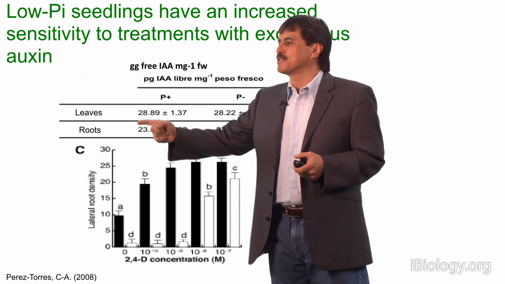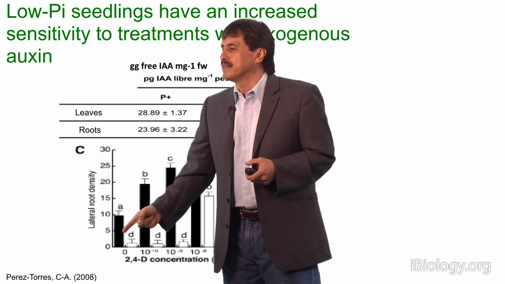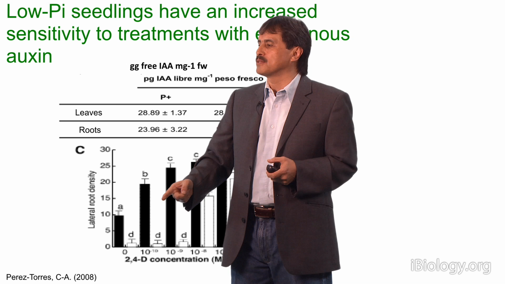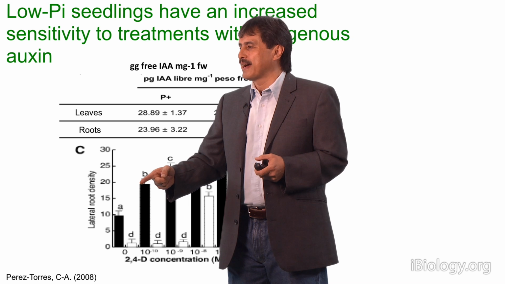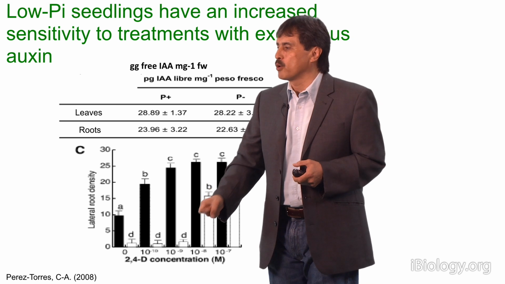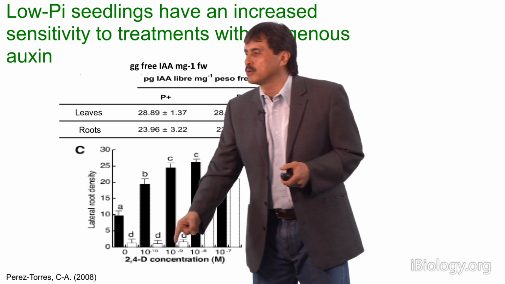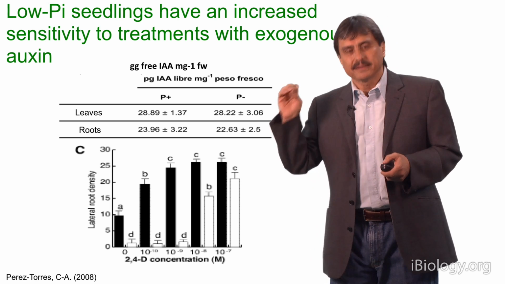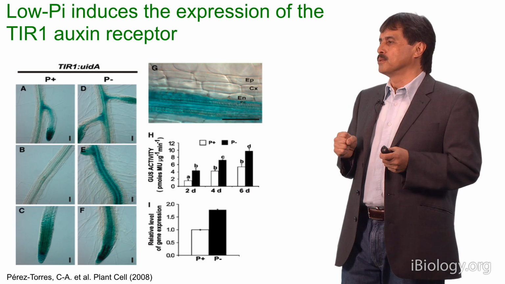However, when we expose low phosphate and high phosphate roots to auxins, the low phosphate roots react to auxin concentrations that are very low. For instance, 10 to the minus 10 molar activates more lateral root formation in a low phosphate exposed plant. Under high phosphate, you need about 1,000 times higher concentration to trigger the formation of lateral roots. This suggests that plants exposed to low phosphate are more susceptible to auxin action.